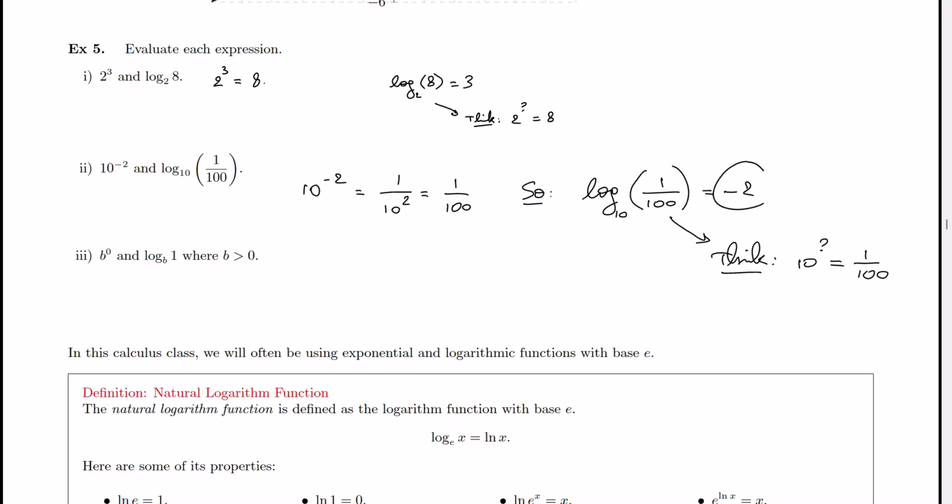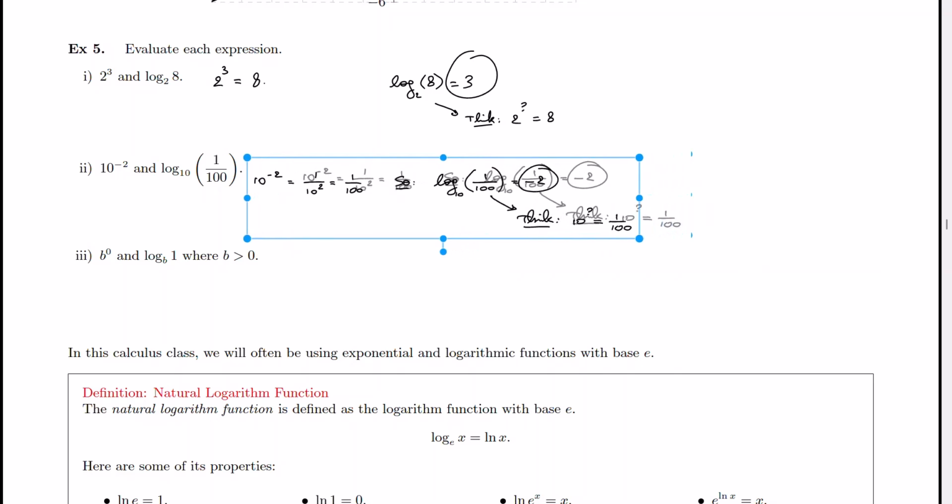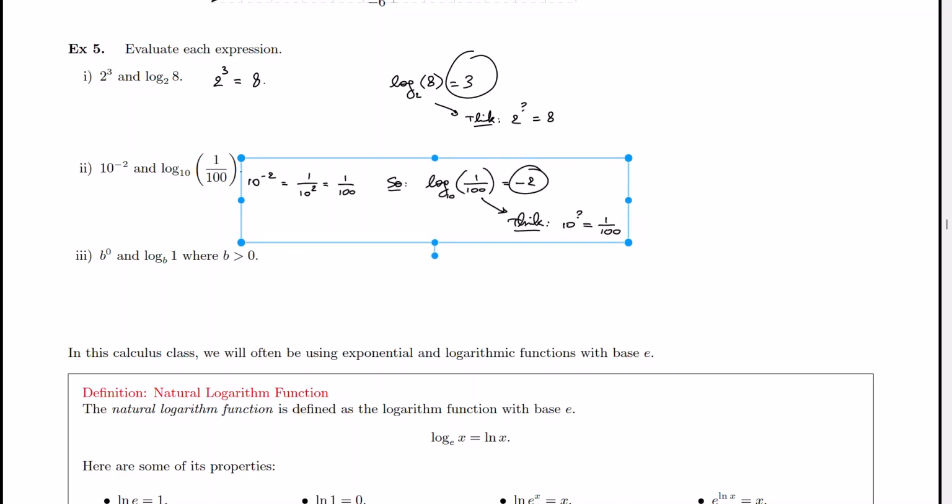Notice that the answer sometimes is positive, sometimes it's negative. It just depends on the problem itself. There's no way to tell ahead of time whether the answer is going to be one way or the other. So that's how we do the second one. The second one has a solution of -2.